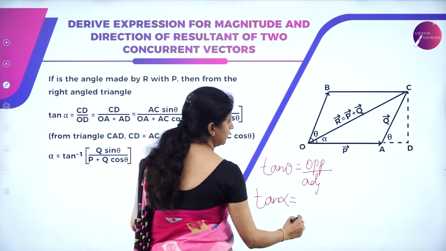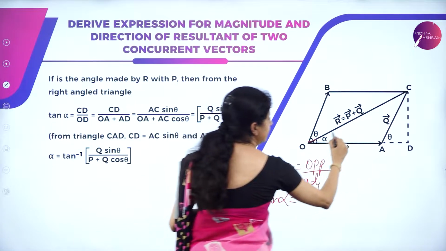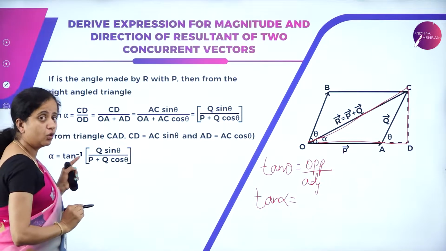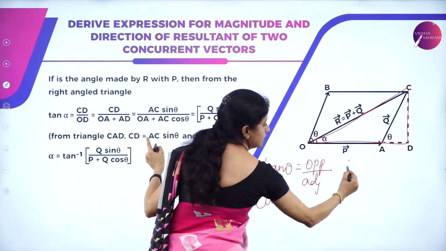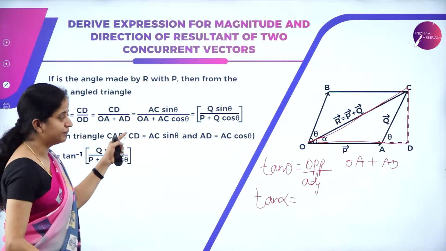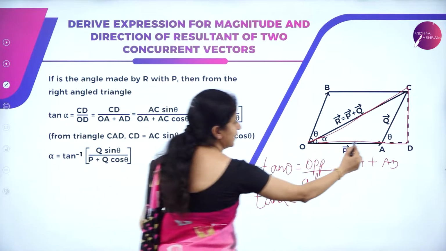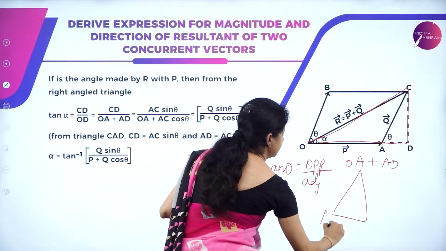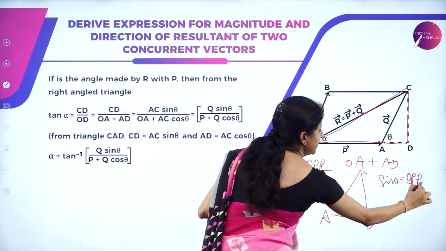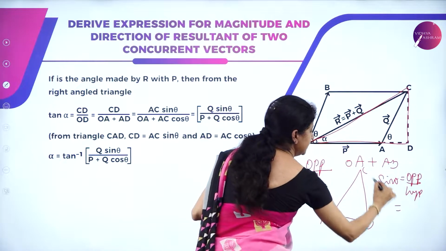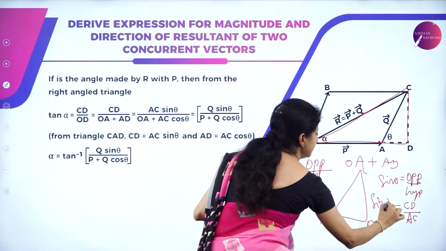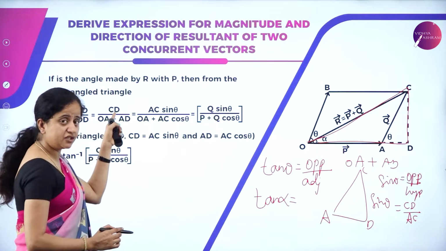So tan alpha is equal to, what is the opposite side in the right angle triangle? In this right angle triangle, the opposite side is CD, so it is CD divided by OD. But OD can be written as OA plus AD, so here I am writing the same, OA plus AD. I have already shown you from this triangle, consider triangle A, D and C, how to define sin theta? Sin theta is opposite divided by hypotenuse. What is opposite? It is CD divided by the hypotenuse AC. So we have sin theta here. But what do we have here in the numerator?